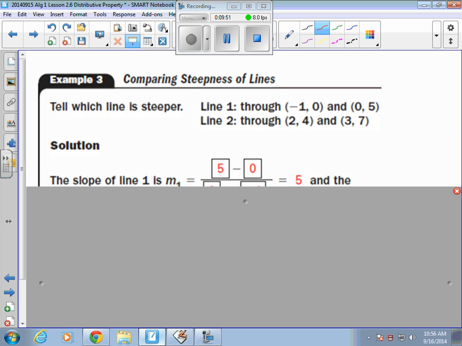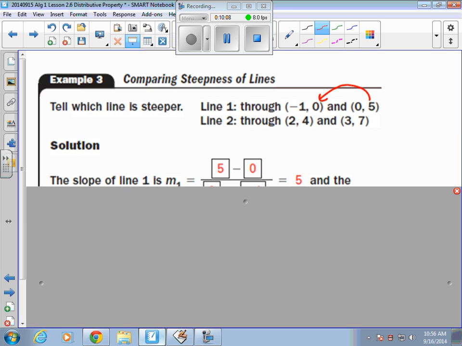Remember, steeper does not mean the greater value. It means how much, think about going up the ramp or down the ramp. Which one is going to be steeper? It could be both positive or it could be negative. So think of its absolute value.